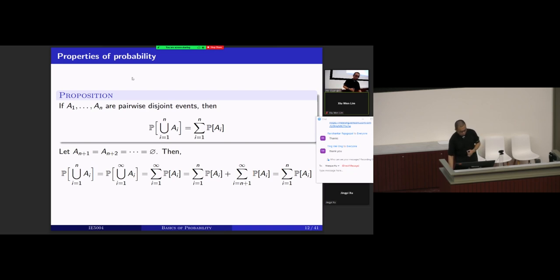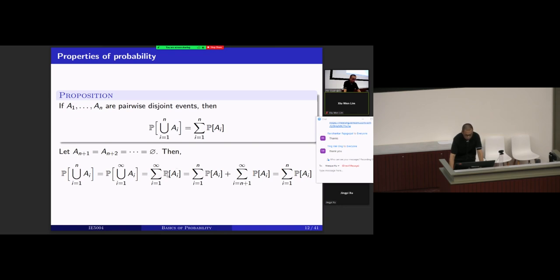Then, in this way, let's consider what the left-hand side is. The left-hand side is the probability of the union of n events. But because we add a lot of empty sets, this union is just equal to the union of all of them. We add empty sets, we add nothing, right? And because these infinitely many events are pairwise disjoint, this allows us to use the third condition. So then the probability of the union is equal to the sum of their respective probabilities.